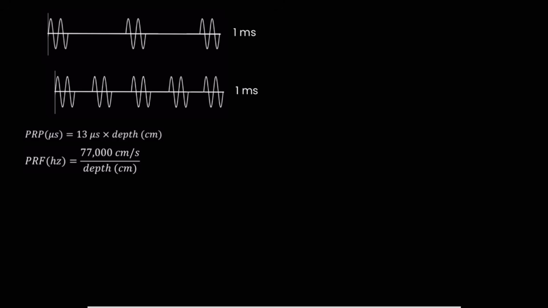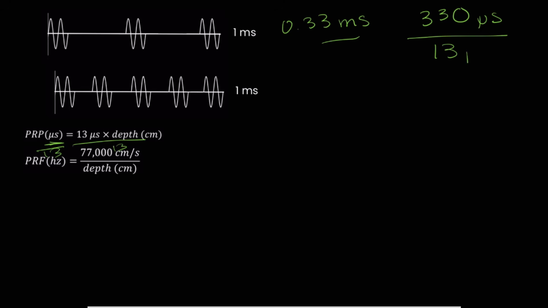On the top one, let's use the PRP formula. Now it's important that we have PRP in microseconds, but we calculated this to be 0.33 milliseconds. So we need to convert that to microseconds first. So 0.33 milliseconds is 330 microseconds. To get depth by itself, we need to divide by 13 on both sides. So we're going to take our 330, divide it by 13 microseconds, and that will equal our depth. 330 divided by 13 equals about 25 centimeters of depth.